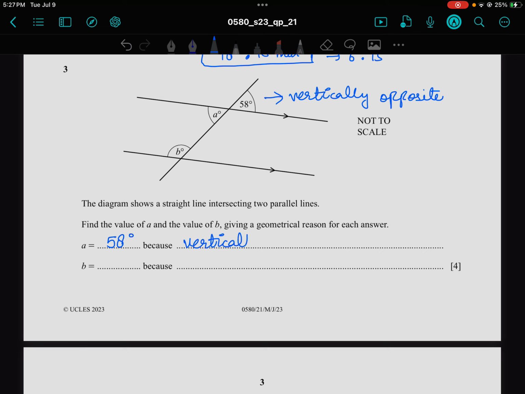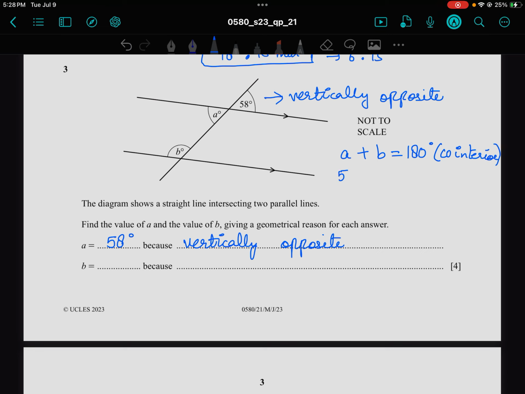And we all know vertically opposite angles are the same. So the value of A is also 58 degrees because vertically opposite. Now when A is given, you have to calculate the value of B. We all know in parallel lines, the sum of A and B will give me 180 degrees because they both are co-interior angles. The reason is co-interior angles.